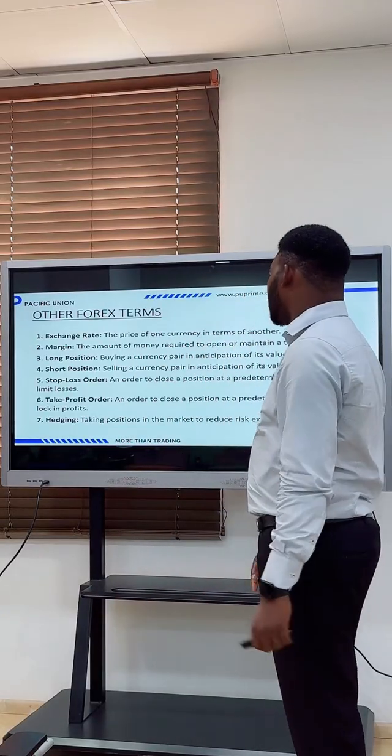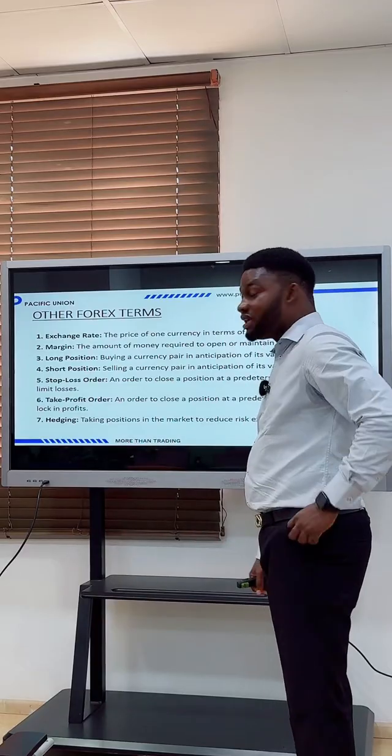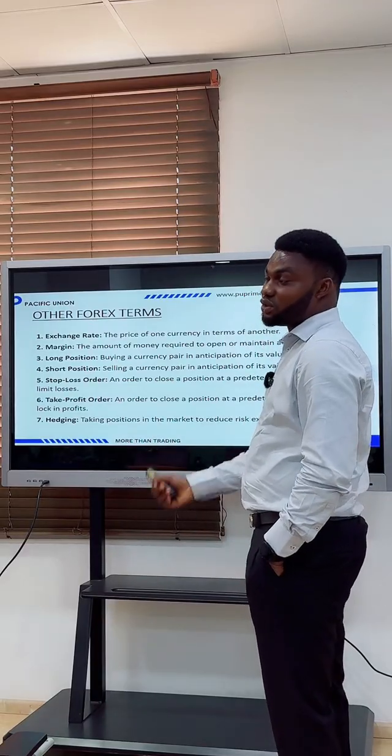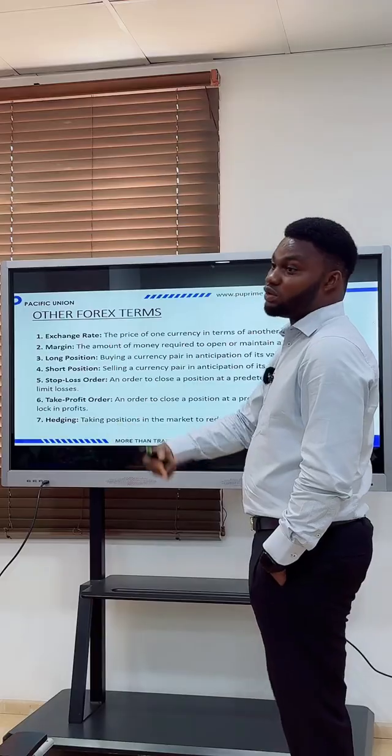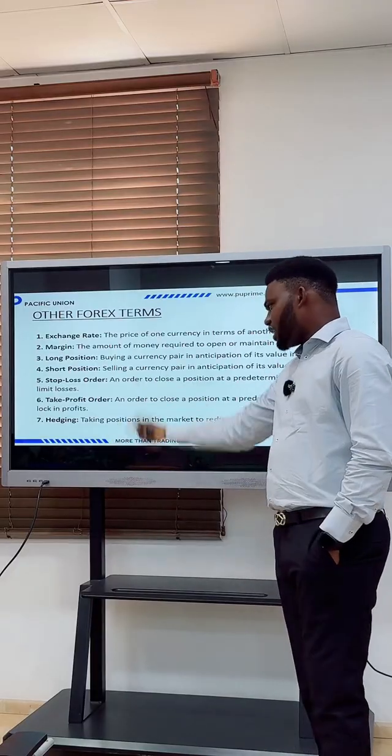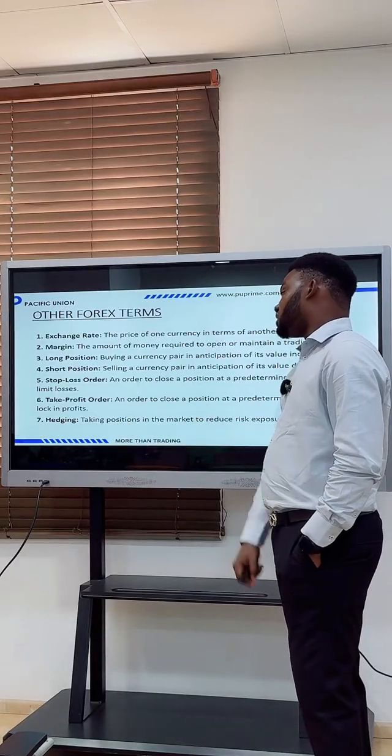A long position is buying a currency pair in anticipation that it is going to increase. A short position is another word for selling. Stop loss order, I think we've done that. Take profit, we've done that.